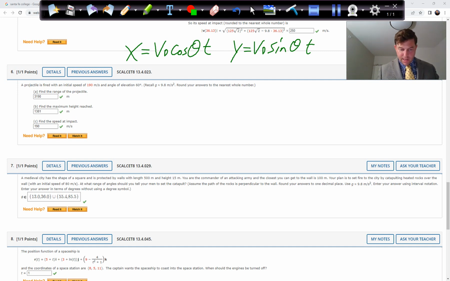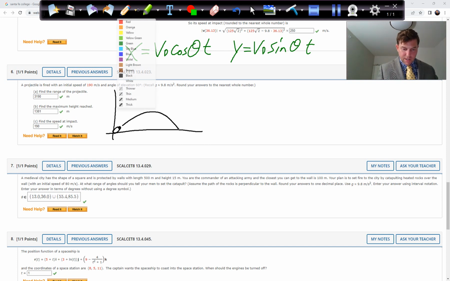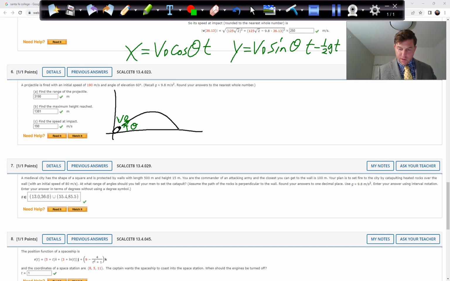Okay, so, and again, this picture, if the thing's not raised up at all, we're going to fire, and it's going to go up and come back down. And so this initial velocity is V0, and this is the angle of elevation theta. Okay, so this tells us V0 is 190 and the angle of elevation is 60. So, oh, I forgot a term here. This is minus 1/2 the acceleration of gravity times t squared. So gravity's pulling it down.